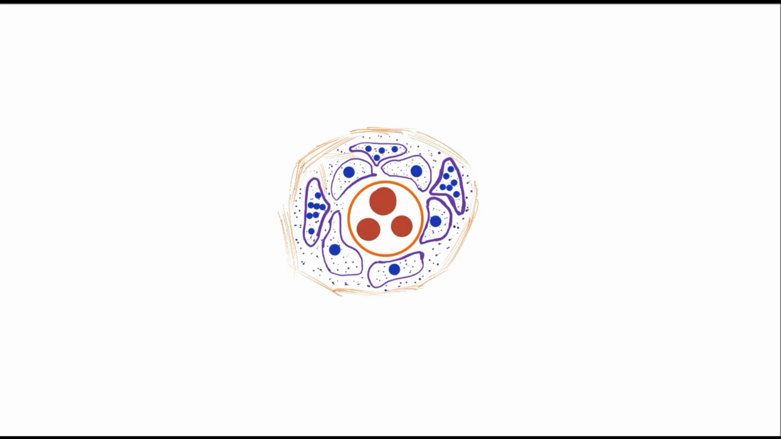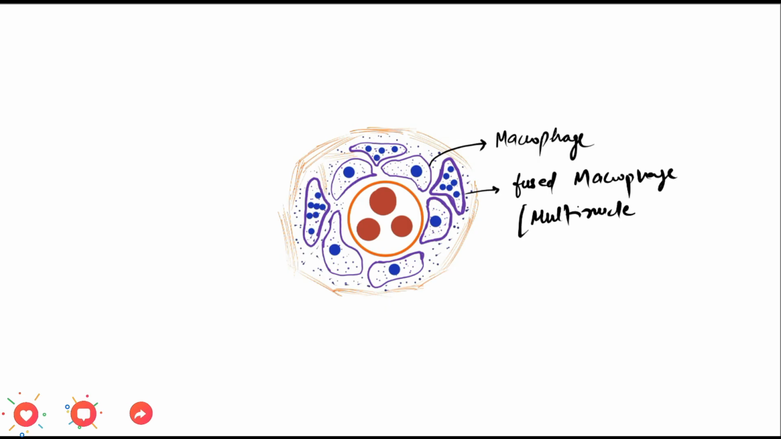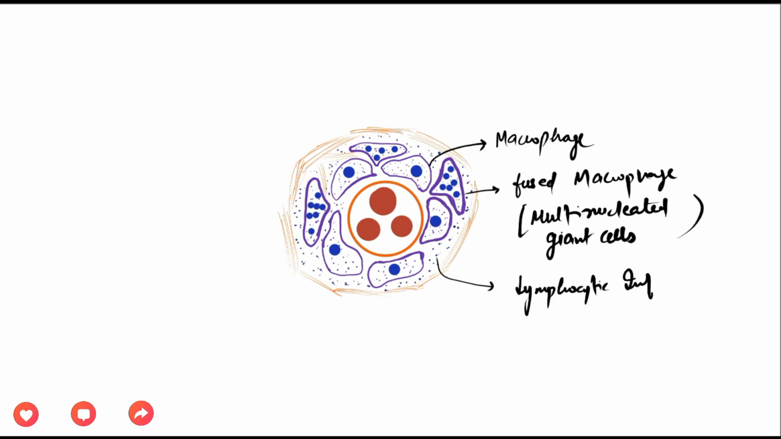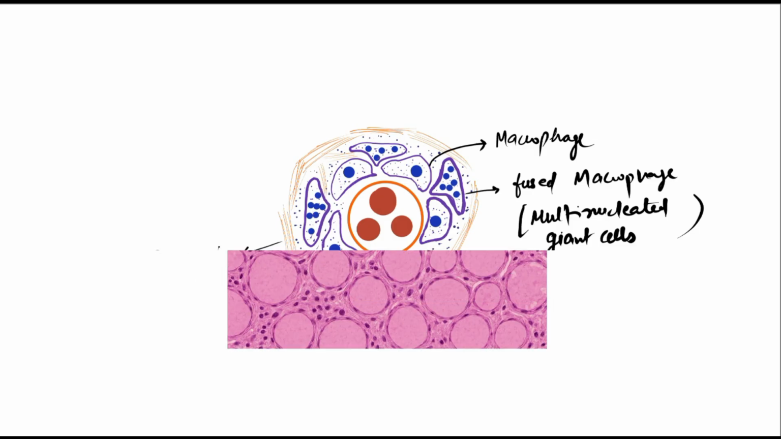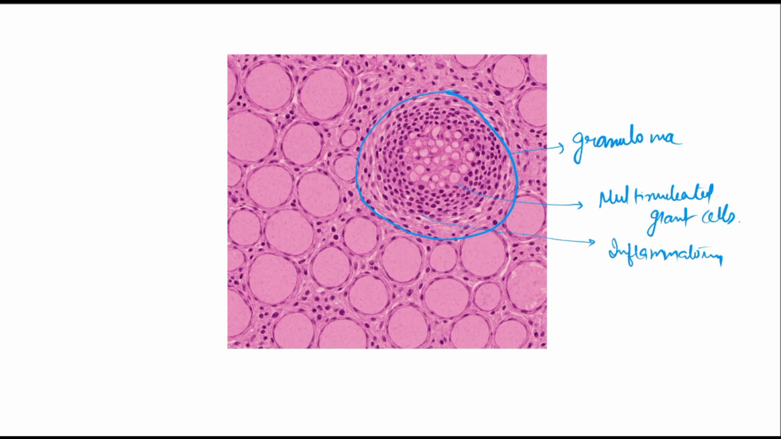In the center of this image is a harmful material, and around it is a layer of macrophages, and some macrophages fuse to form a giant macrophage called a multinucleated giant cell, and around that we have lymphocytic infiltration, and in chronic cases we can see fibrosis also. In this histological image we see a granuloma, multinucleated giant cells, and inflammatory infiltrate, and this is painful subacute thyroiditis.